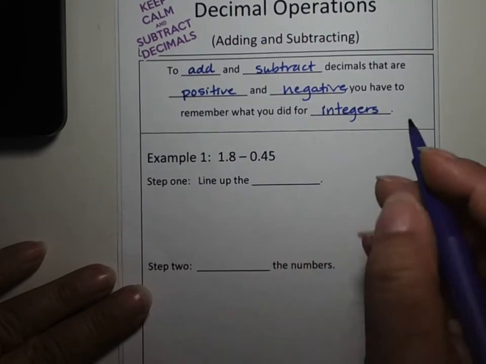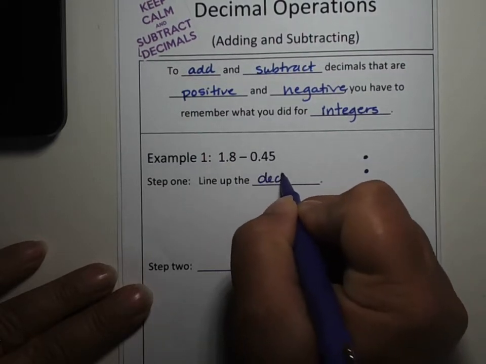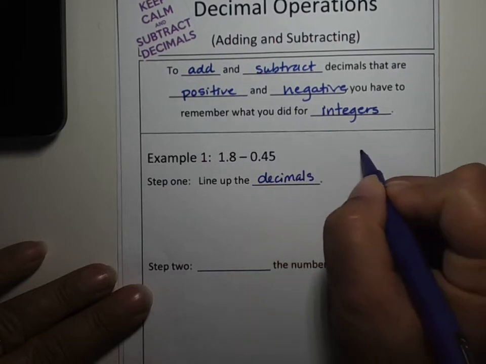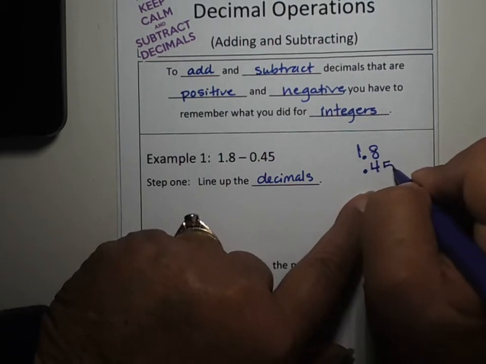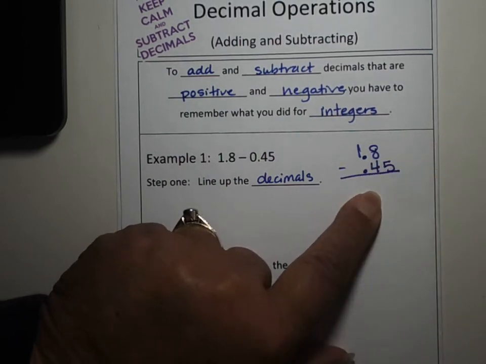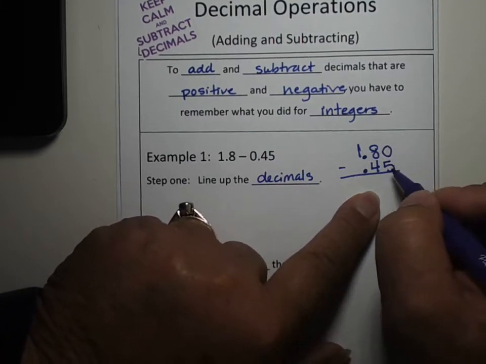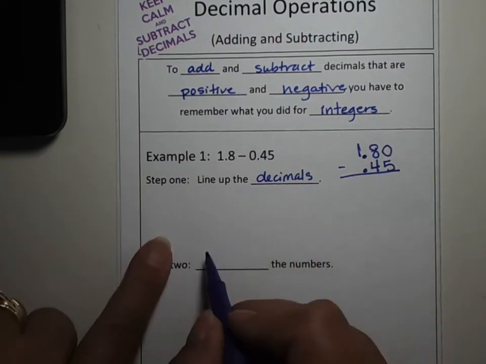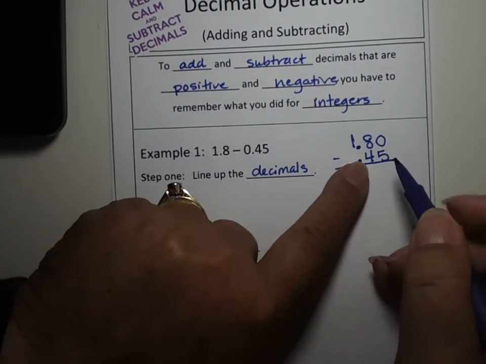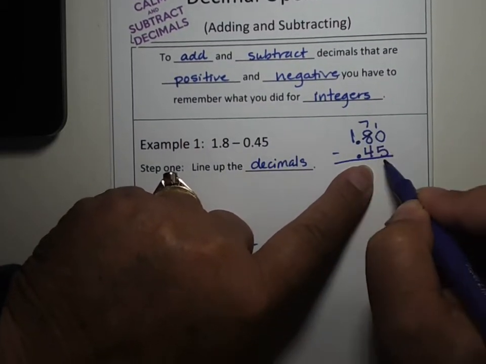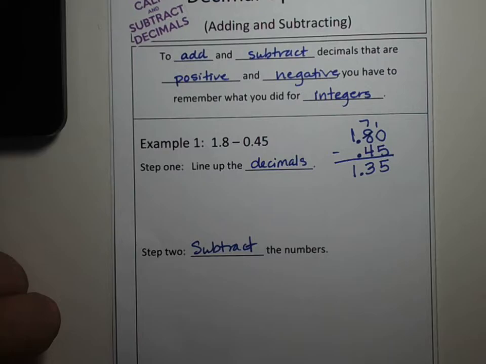So the first thing you need to do is line up the decimals. Okay, so line up the decimals. So we have 1.8 and 0.45. If you don't like this here, you can put the 0 to make it easier. Step 2, subtract the numbers. Can't take that away, so you borrow. You end up with 5, 3, and 1. All right, so that's it.